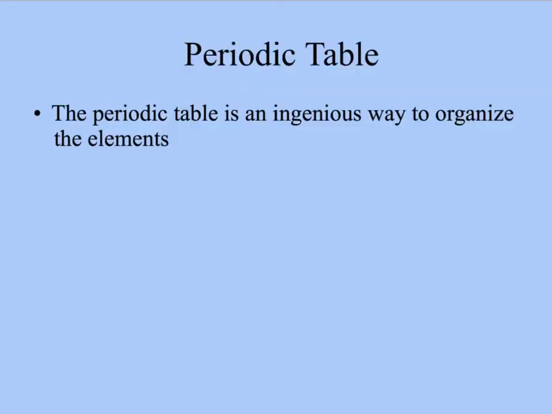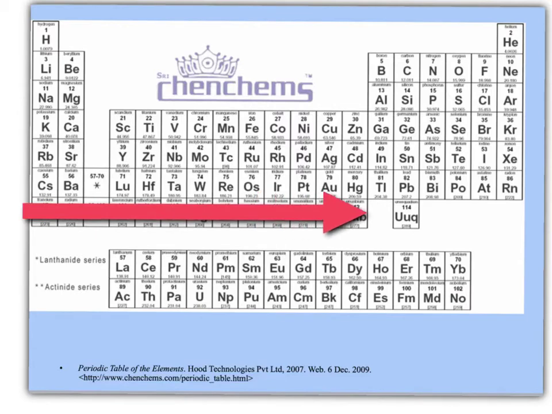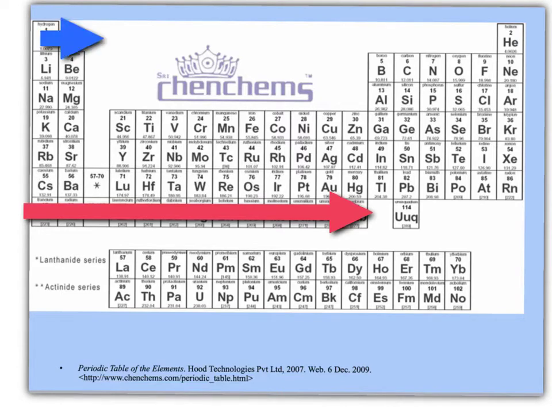The periodic table is an ingenious way to organize elements. Elements are numbered from 1 all the way down to 102. These numbers represent how many protons are in each element. The rows represent how many electron levels are present for each element. The columns represent how many electrons are in the outermost layer.